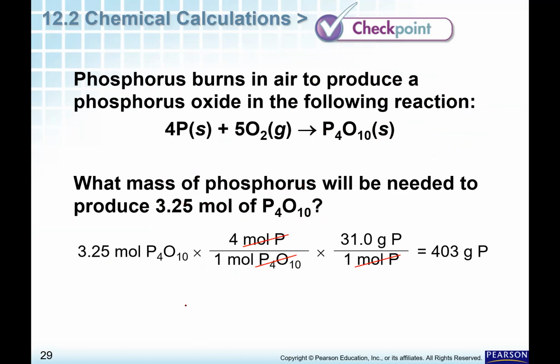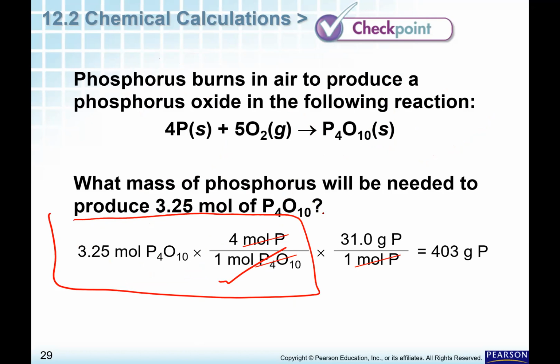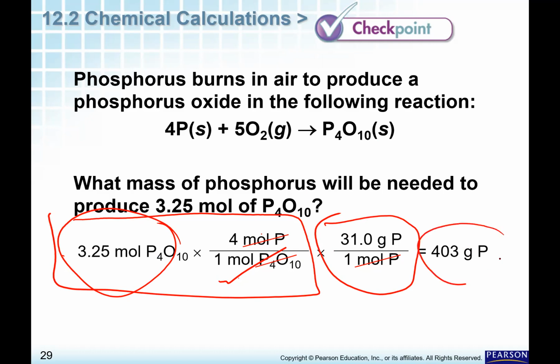Let me show you exactly what will happen. This is the step that we're talking about here. This is the conversion factor, which is derived from the chemical equation. This is the given quantity. So the answer to this will equal the moles of phosphorus. Then you use the molar mass of phosphorus to change it into grams of phosphorus by multiplying by 31 grams per 1 mole of phosphorus, and that will give you 403 grams of phosphorus.